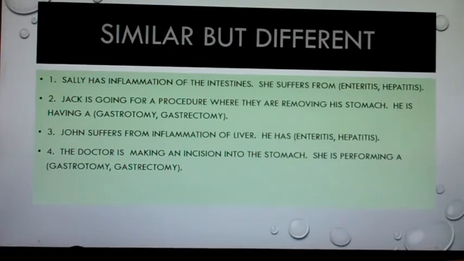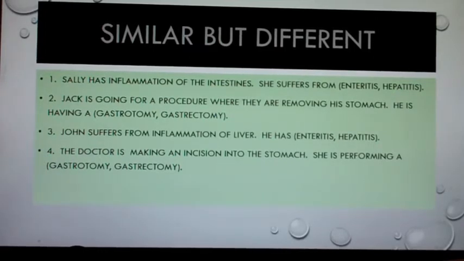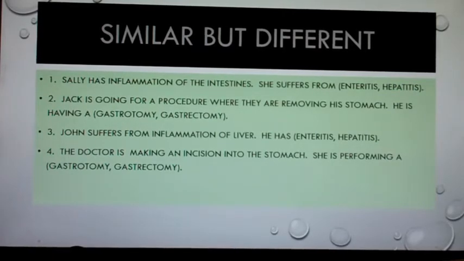Similar but different. Number 1, Sally has inflammation of the intestines. She suffers from enteritis or hepatitis. Choose which one. Number 2, Jack is going for a procedure where they are removing his stomach. He is having a gastrotomy or a gastrectomy.